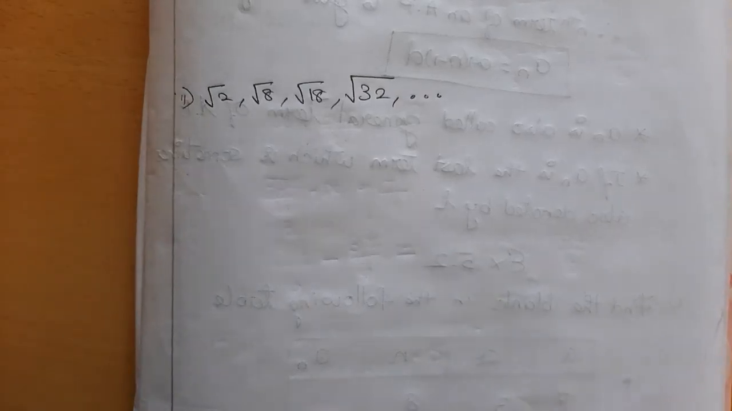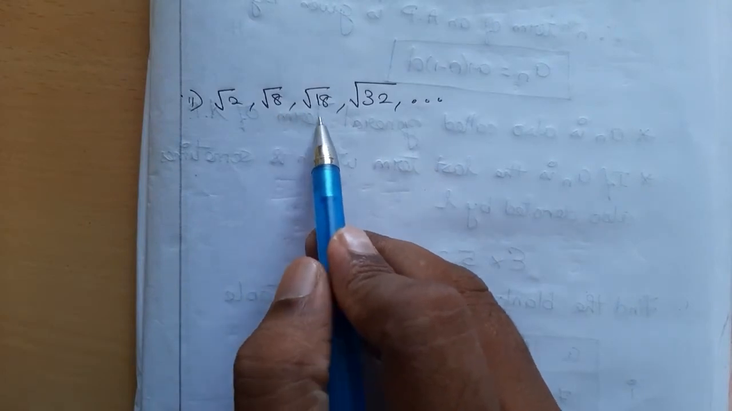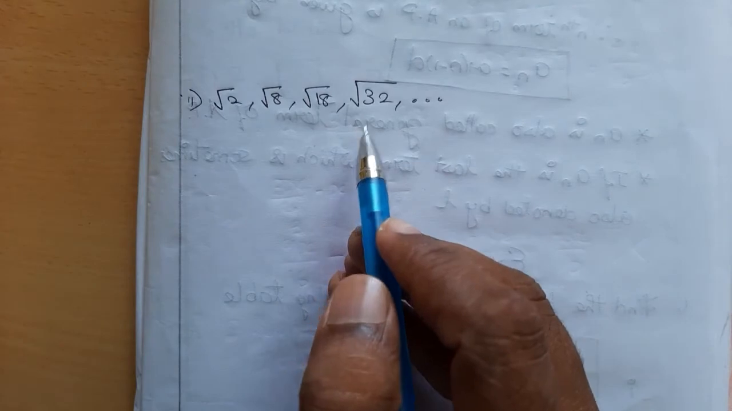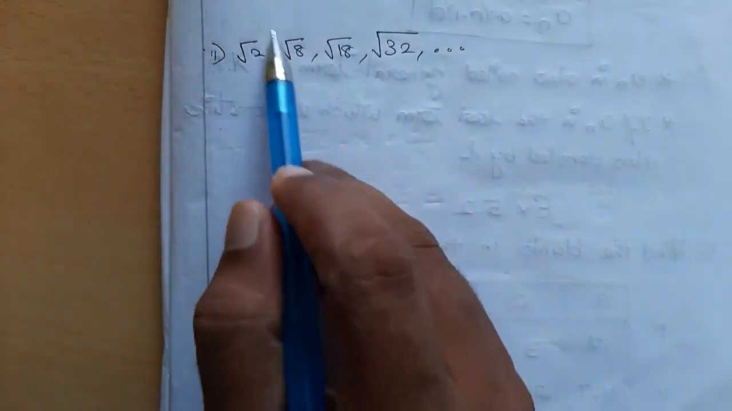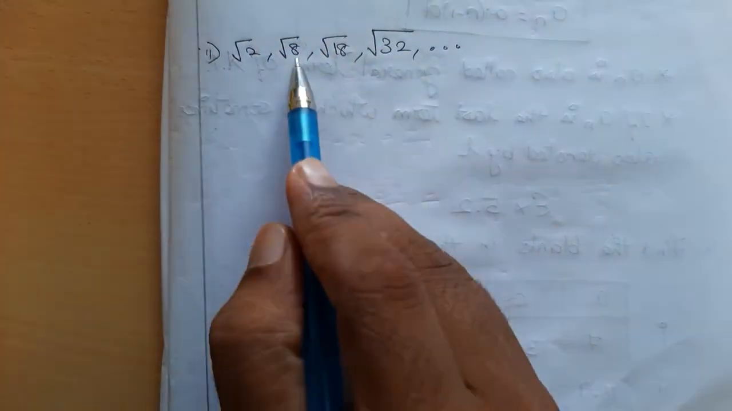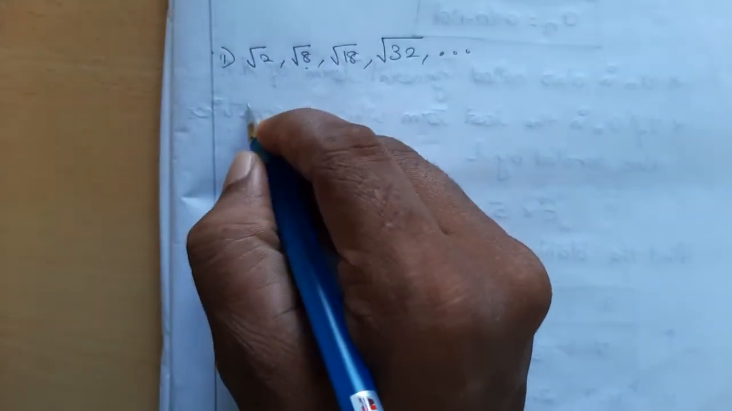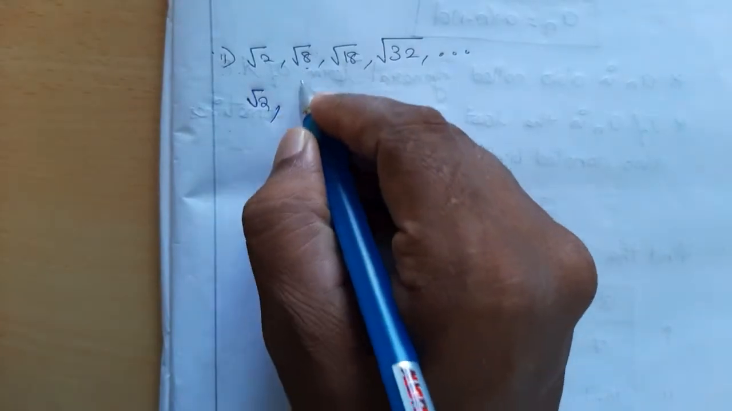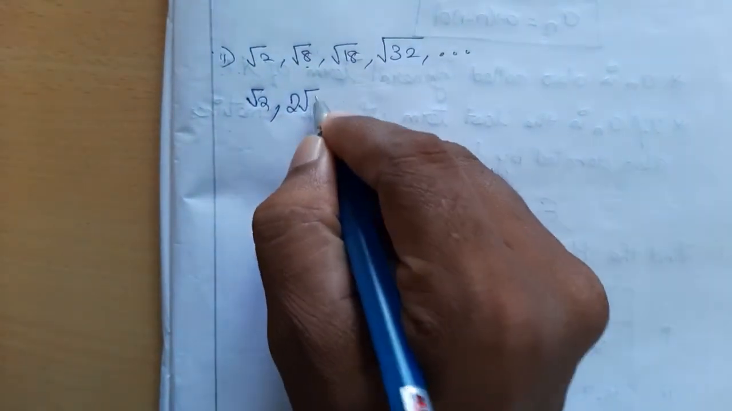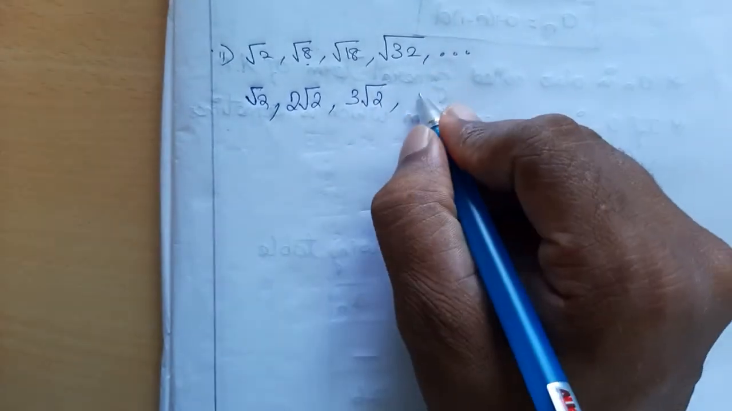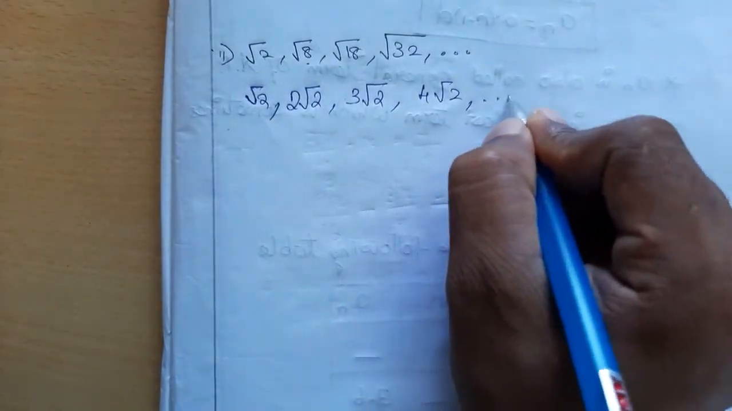So here we go for the next problem. Square root of 2, square root of 8, square root of 18, square root of 32. Whether it forms an AP or not. If it forms an AP, we have to find 3 more terms and the common difference. So whether we can simplify these, we have to find out. Yes, square root of 8 we can write as 2 square root of 2, right? Square root of 18 as 3 square root of 2, and square root of 32 as 4 square root of 2, and it goes on, right?